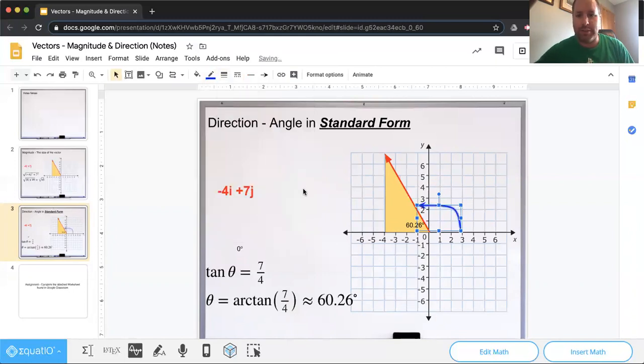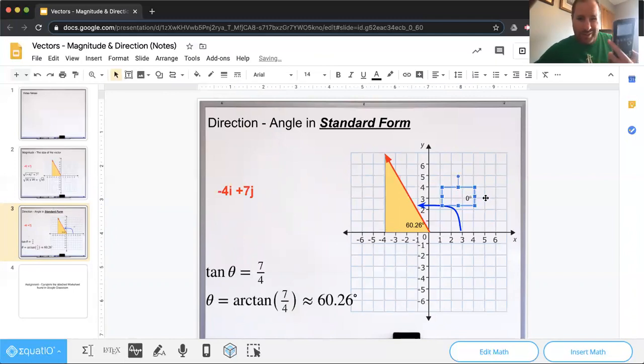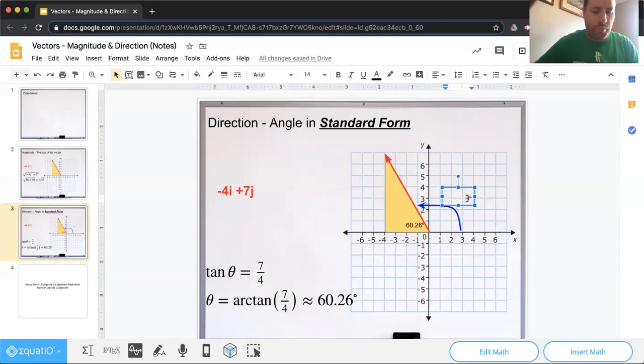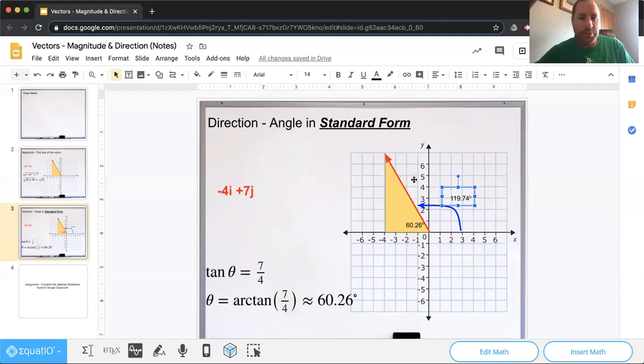Let's make this a little thicker so we can see. This is the one that we're looking for. That's the big thing. So this angle in standard form, either you can think about it or type it in your calculator. I'm just going to do 180 minus 60.26, and say, okay, that's 119.74 if we round that.